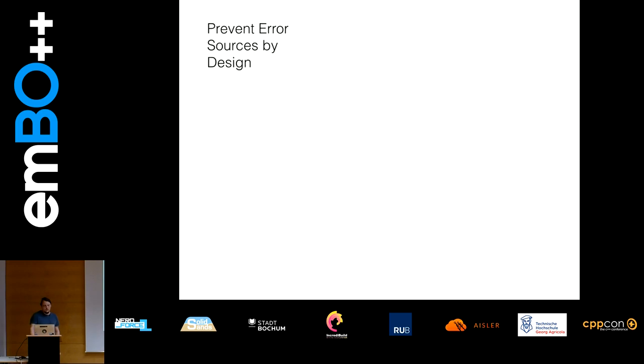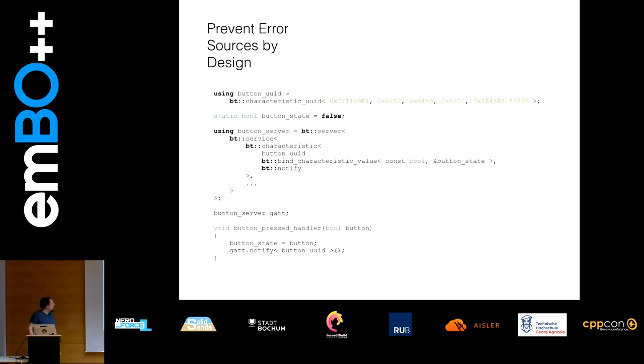The next design choice is to prevent error sources by design. As shown on the last slide, there's much less code to write, and less code simply means fewer ways to make errors. Here's another example. This time, it's a server that notifies button presses. A client can connect to this server and subscribe to the characteristic, and will then receive a notification once you press the button.